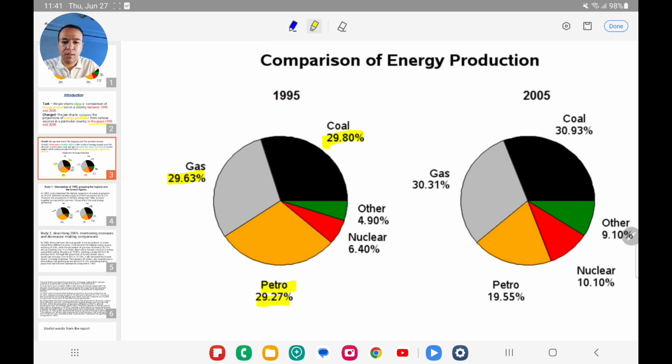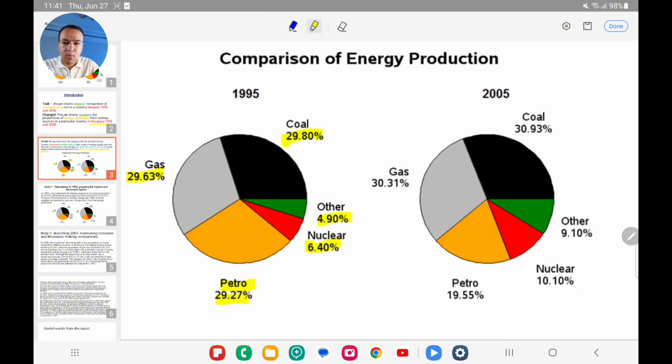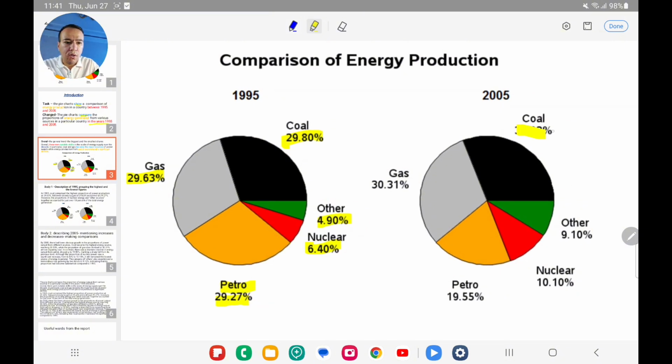Almost they are similar. Nuclear, other. What happens in 2005? Coal is increasing, gas also increased, petrol, nuclear increased, others, you see, increase. However, we have petrol here, which is the only source that decreased over the 10 year period. So we will mention the general trend is increase, only petrol is decreasing.